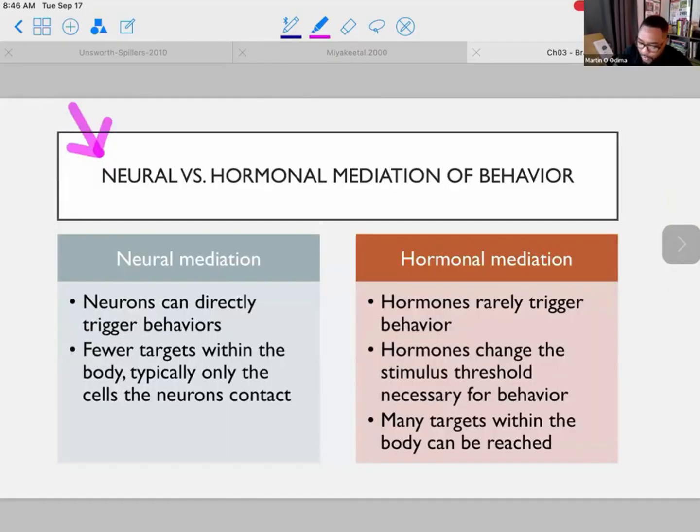Let's talk about the difference between neural and hormonal mediation of behavior. So when it comes to neural mediation, it can directly trigger behaviors. And there are fewer targets in the body, typically only the cells that they're in contact with. And then when it comes to hormonal mediation, these rarely trigger behavior, but they change the stimulus threshold necessary for behavior. Many targets within the body can be reached using this mediation.